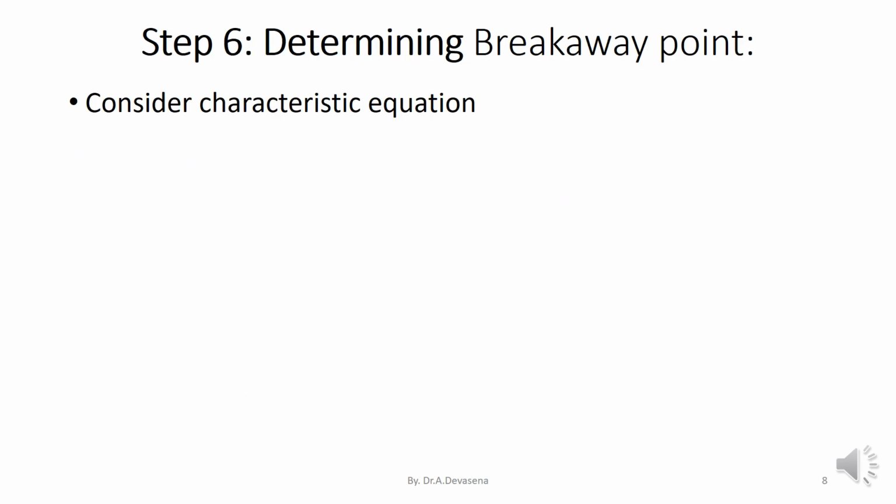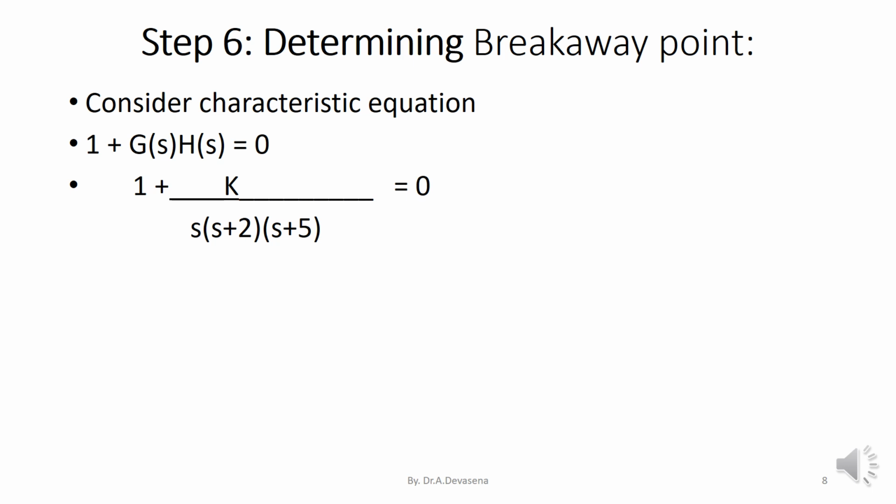Now we are going to determine the breakaway point. Breakaway point is a point where the root locus intersects on the real axis. The breakaway point must be a part of a root locus. Therefore, we have to calculate the breakaway point. Consider the characteristic equation 1 plus g of s h of s is equal to 0. The g of s h of s is the open loop transfer function. Its value is given in the problem.